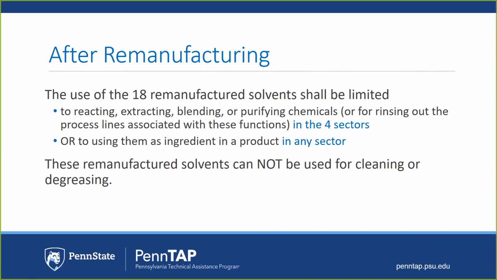The exclusion also sets out requirements for allowable uses after remanufacturing. Allowable uses include reacting, extracting, blending, or purifying chemicals, or rinsing out the process lines associated with these functions in the 4 sectors, or using them as an ingredient in a product in any sector. These remanufactured solvents cannot be used for cleaning or degreasing.